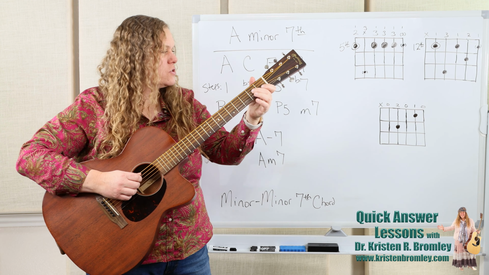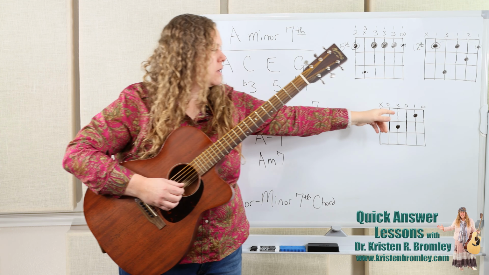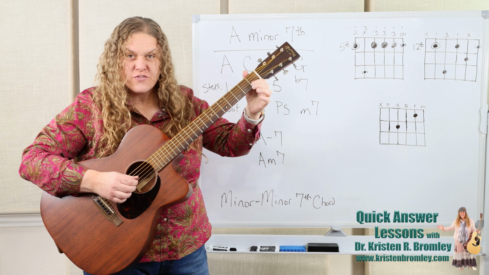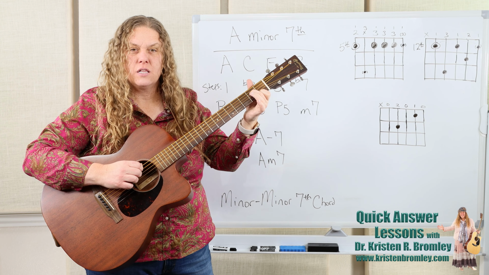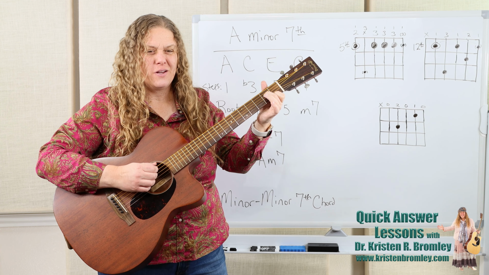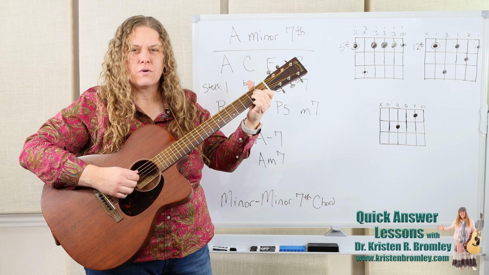We don't play the low 6th string, but we put our middle finger at the 2nd fret of the 4th string. We put our index finger at the 1st fret of the 2nd string, and then the rest are open. So the 5th string is the lowest string played in that chord, and it's played open. We just strum across. Nice minor 7th chord.